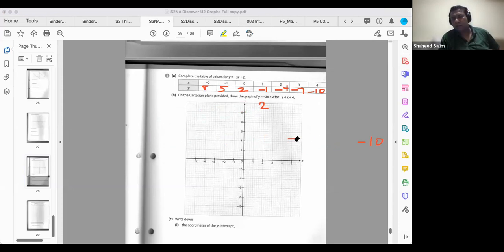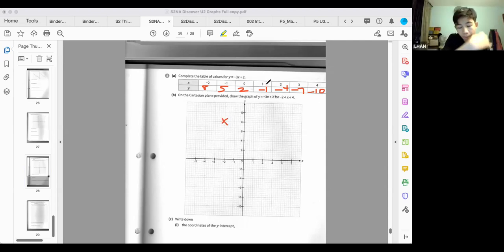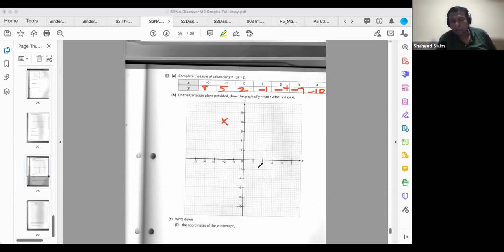Now this particular equation, y equals -3x plus 2, there are actually points: x, y, x, y, x, y, x, y, x, y. What are these points? I just take one of them. X is -2 down here, y is 8. 8 is down here now. Okay, I take another one. X is 1, y is -1. -1 somewhere here.